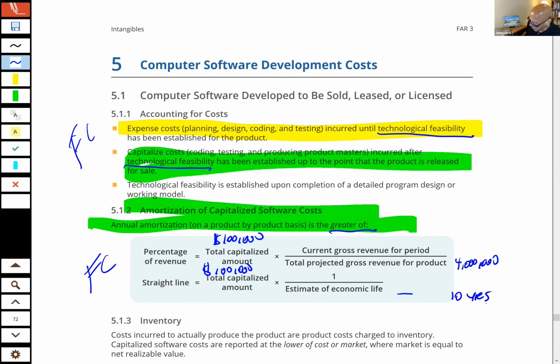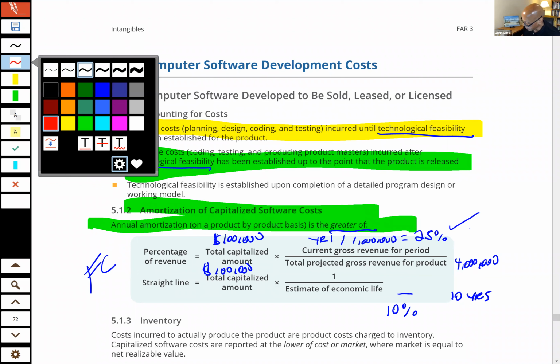So what happens? If in year one, let's say, my revenue for the period is $1 million, then $1 million divided by $4 million is going to give me what, 25%? If the economic life is 10 years, then the straight line is going to give me 10%, not a trick question. In year one, which one should I use? The 25%, right? Okay. Now let's say, and I'm just going to use red here for year two.